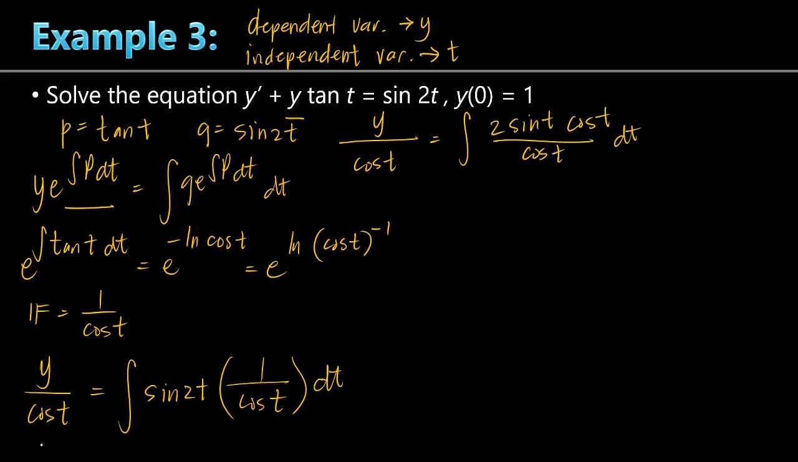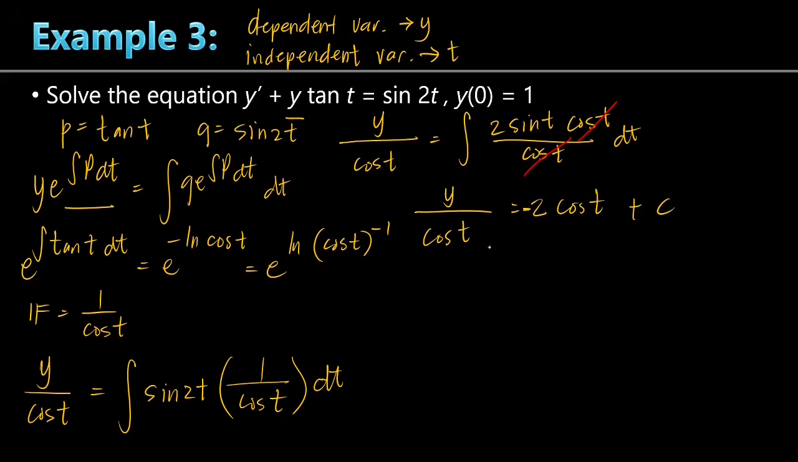Kung saan, makikita natin na magka-cancel yung cosine t. Diba? At ang natira na lang is yung sine t. Madali nang i-integrate yan. Ano ba ang integral ng sine? Diba? Negative of cosine. So here, I will get y over cosine t, kinopya ko lang yon, equals 2 times, ang integral ng sine is negative cosine t. And then, plus c. Ayan.